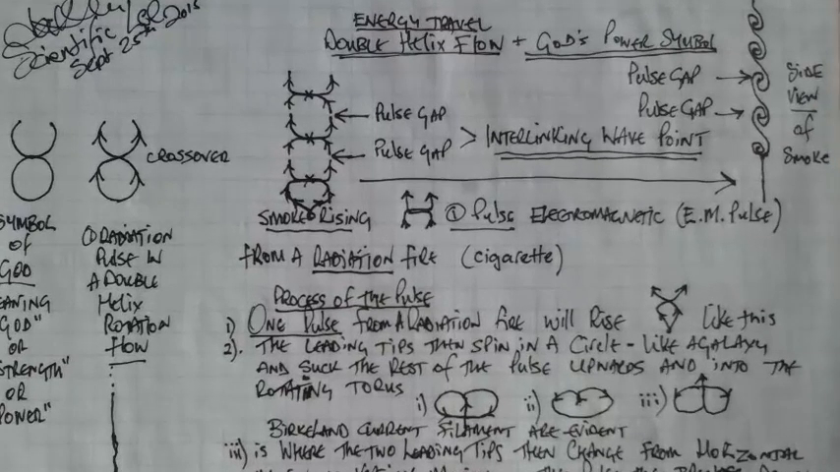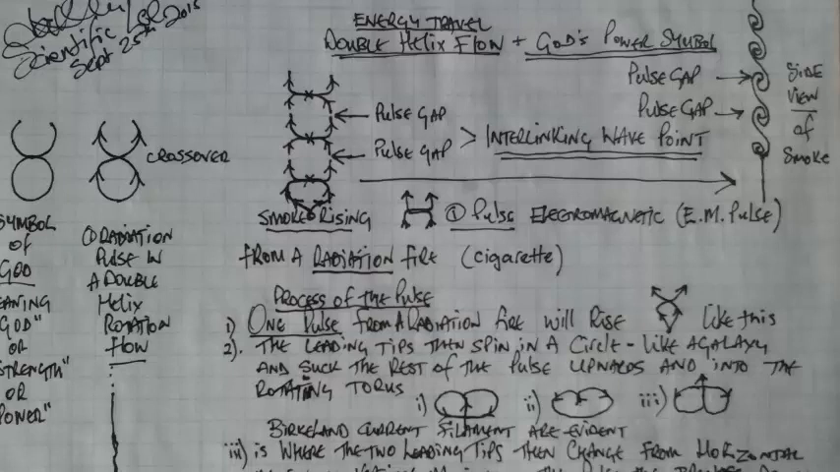Okay, so this is easily checkable basically with a cigarette. Now a cigarette is a radiation fire. It pulses energy. There is no flame. It's an electromagnetic radiation fire, and it's giving off an electromagnetic pulse.